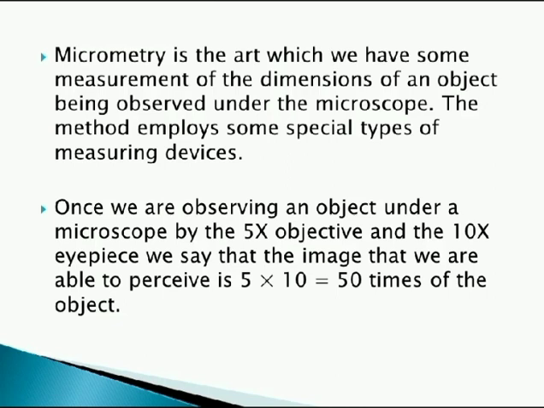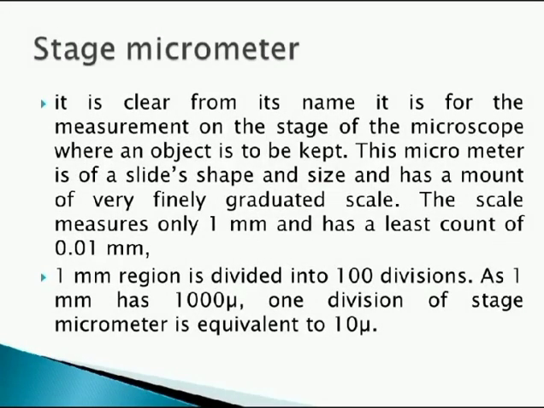Once we observe an object under a microscope with a 5x objective and a 10x eyepiece, we say that the image we are able to perceive is 5 into 10, that is 50 times magnified. For this, we have two different types of micrometer. One is the stage micrometer and the other one is the ocular micrometer.